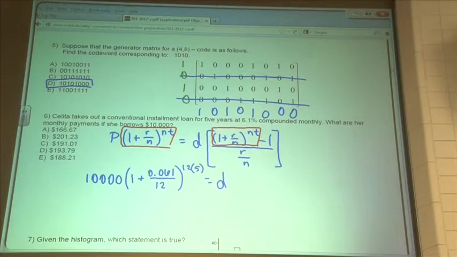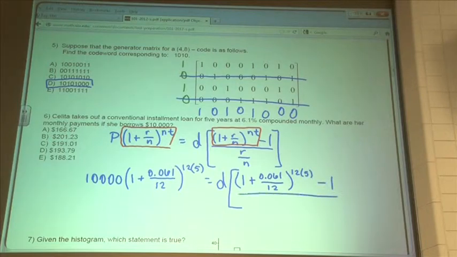Again, that's what we're solving for. Times same quantity from the left side of the equal side. 1 plus 0.061 over 12 to the power of 12 times 5 minus 1 divided by 0.061 over 12. All right, that's just plugging in. Haven't done anything fancy yet.